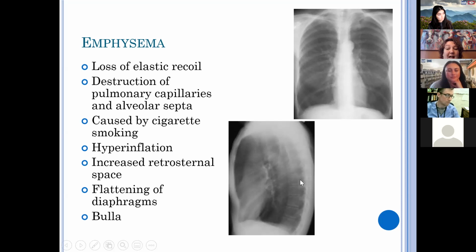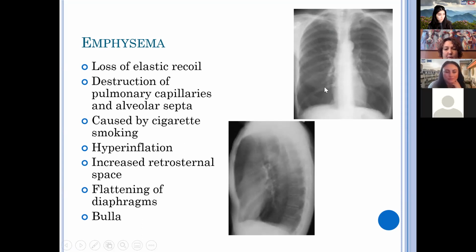You can also see flattening of the diaphragms, which is evidence on this upper X-ray. So instead of having a nice hump to the diaphragms, they're very flat. You can see increased space between your ribs because the lungs are overinflated. And so the ribs appear like there's more space in between them. Sometimes you can even see bulla or large air pockets within the lung as well.